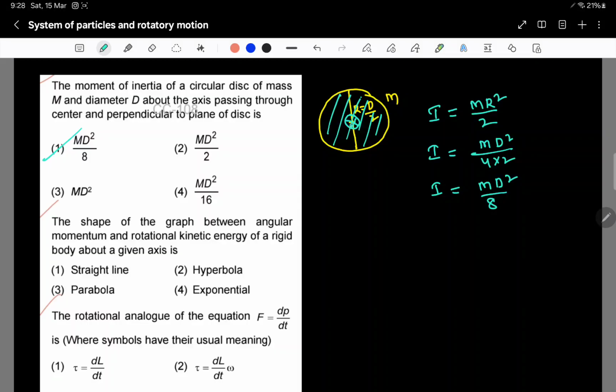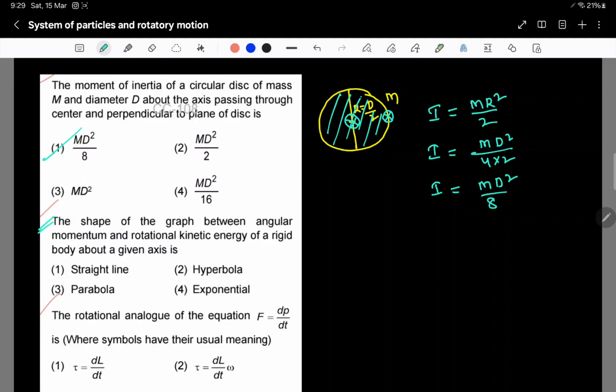Moment of inertia about the center of mass is mr square by 2, about any tangential perpendicular axis is 3 mr square by 2, along the diameter is mr square by 4, and tangential parallel is 5 mr square by 4. Formula based question, students. Yes.